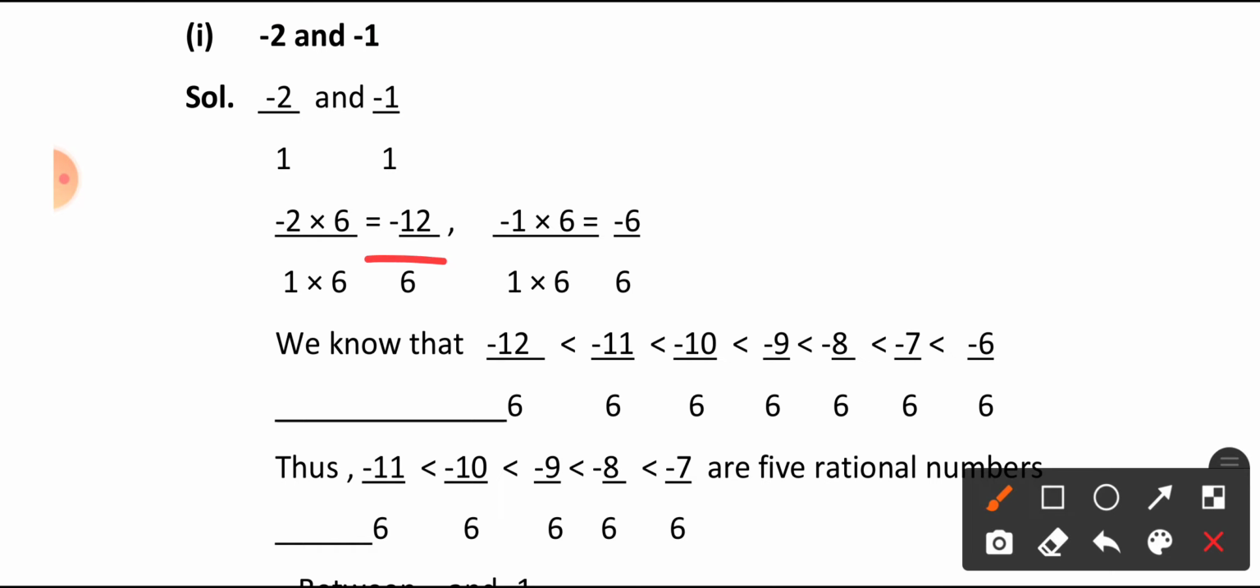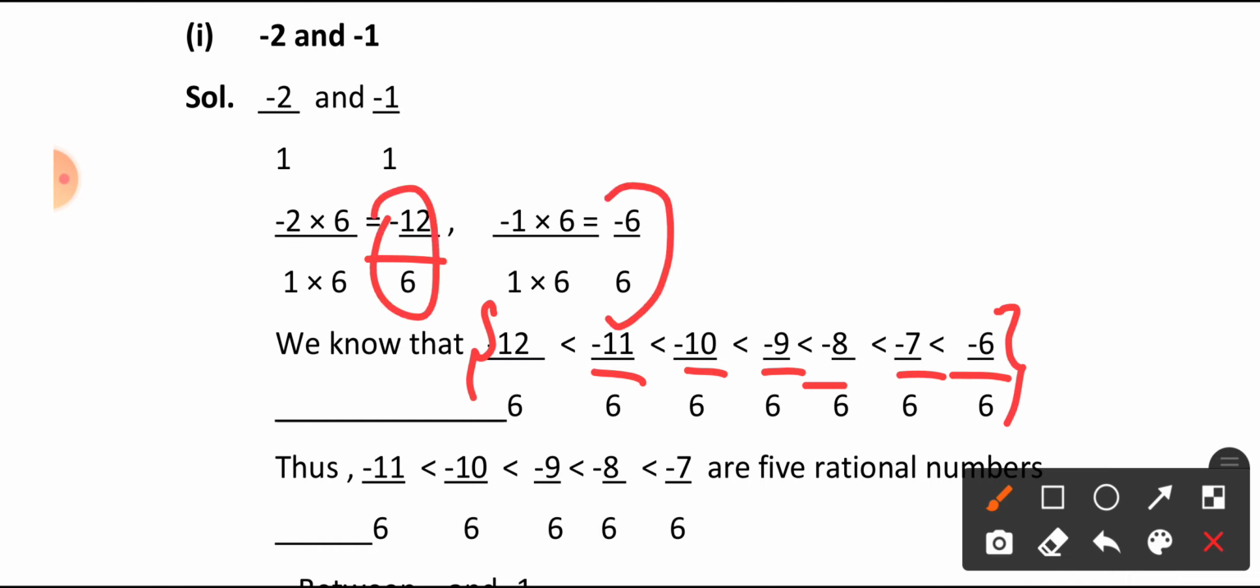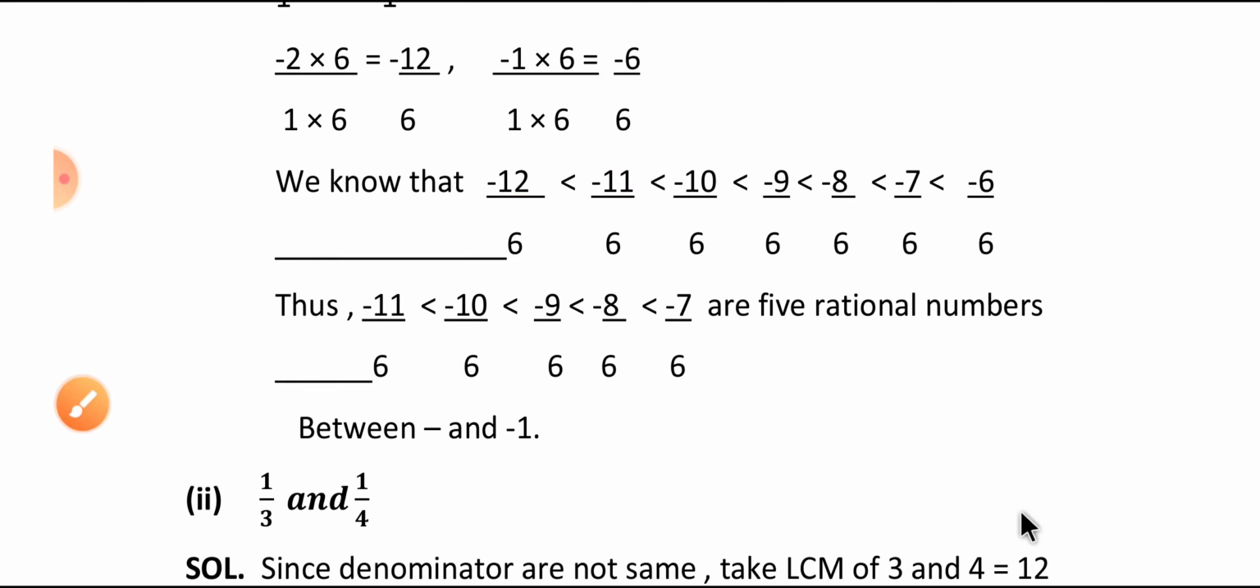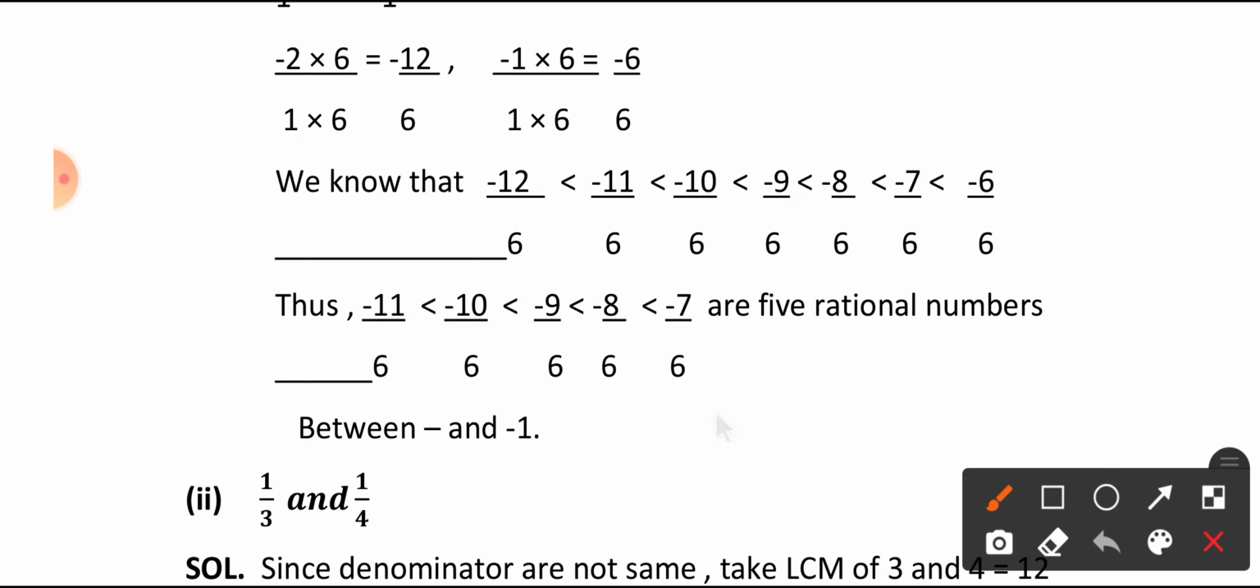So after -12, which numbers will come here? -11, -10, -9, -8, -7, -6. It means we have to go from -12 to -6. Now we have to see between -12 upon 6 and -6 upon 6. So which are the 5 rational numbers between? They are -11 by 6, -10 by 6, -9 by 6, -8 by 6 and -7 by 6. So these are the 5 rational numbers between -2 and -1.